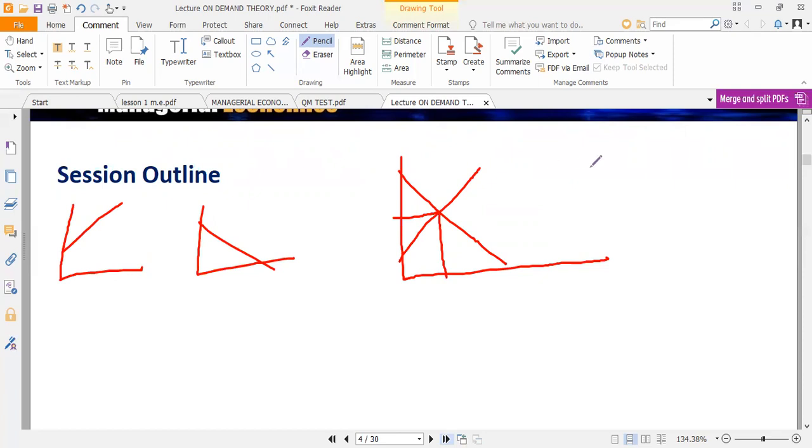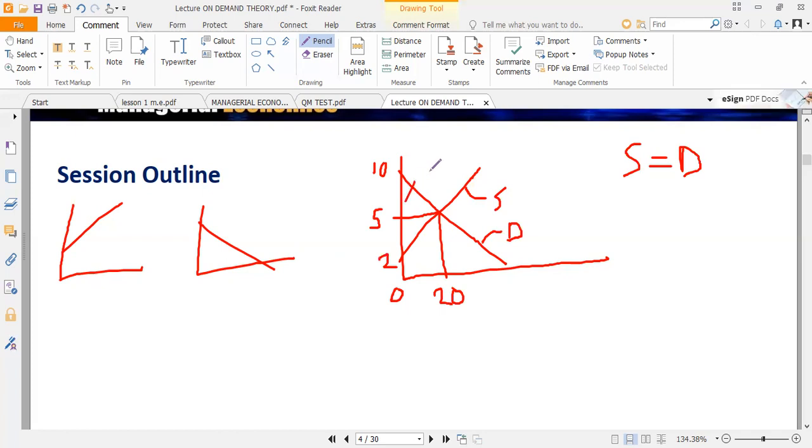So here, for instance, we have 10, we have 5, we have 2, we have 0, we have 20. The supply function is the one which is upsloping. This is the supply function. The demand function is the one which is downsloping. So the point at which supply is equated to demand, that is called equilibrium.